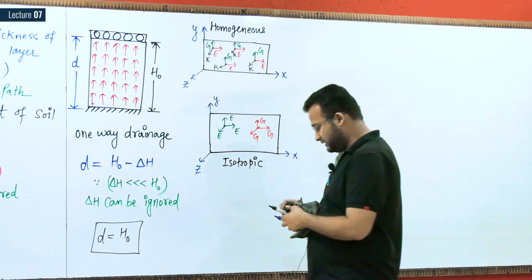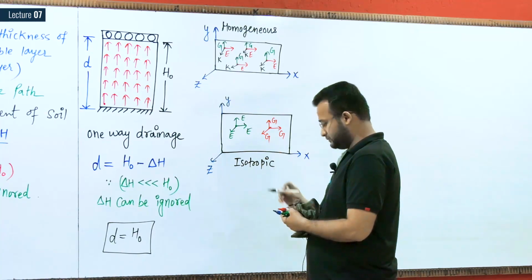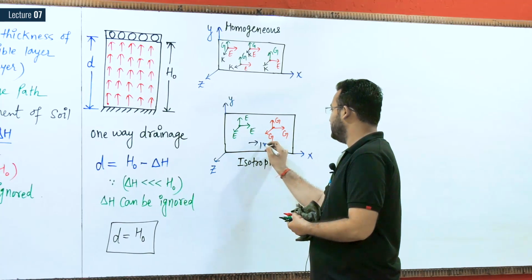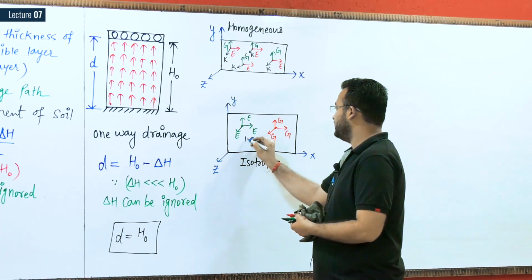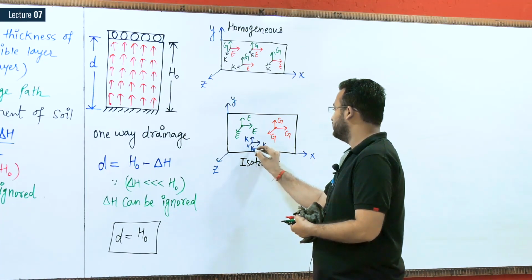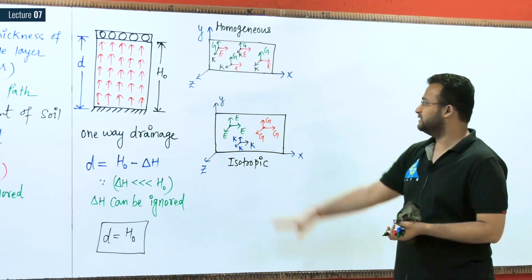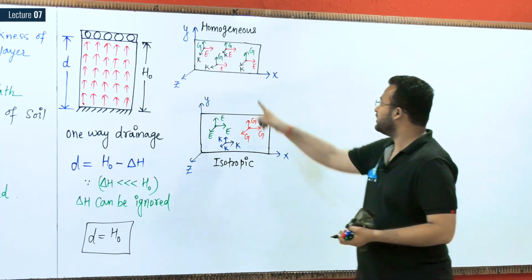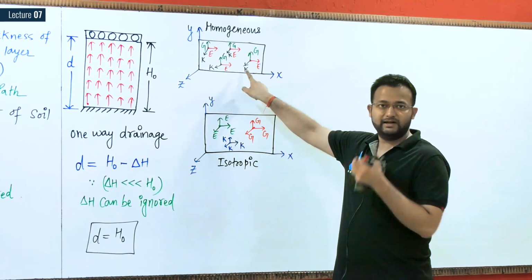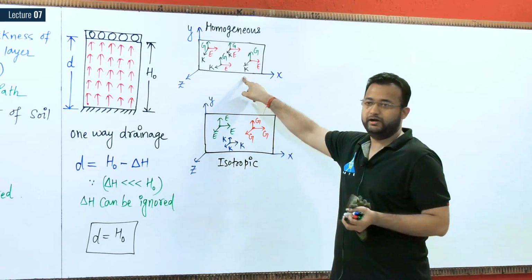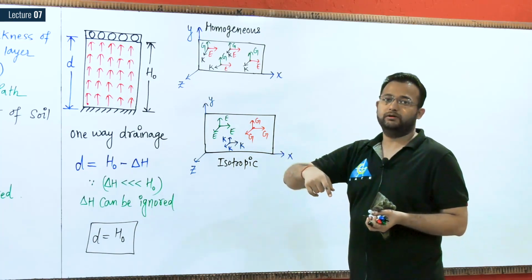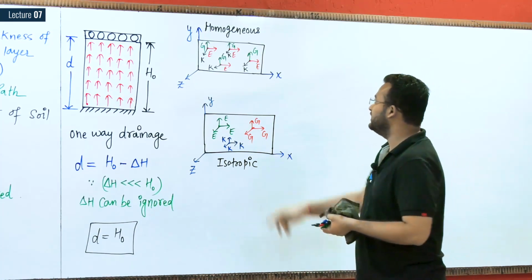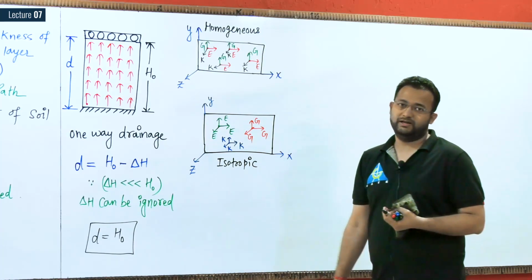If I select any other point, something like this, here if it is K, then it can be K, it can be K. So in all the directions the material property is the same. Means in a given direction the material property is the same at each and every point, and at a given point the material property is the same in all the directions. So the basic difference between homogeneous and isotropic material should be clear.